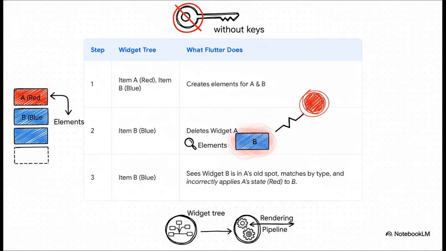And here's exactly why that happens. Without keys, Flutter only has two pieces of information to match a widget to an element, its position in the list and its type. So, when you delete item A from your widget tree, the old element for A, which is still hanging around, looks at the new widget that's moved into its spot, widget B, and it thinks, hey, you're an item widget, I'm an item element, close enough, we must be a match. And then it wrongly applies its old state, item A's red color, onto the innocent widget B.